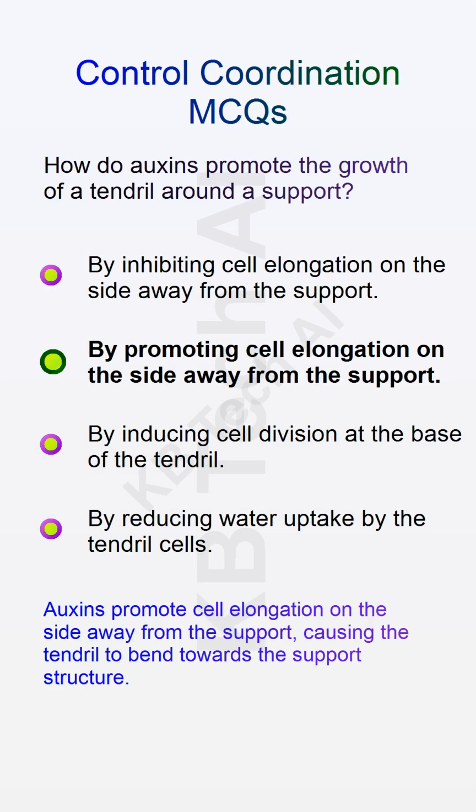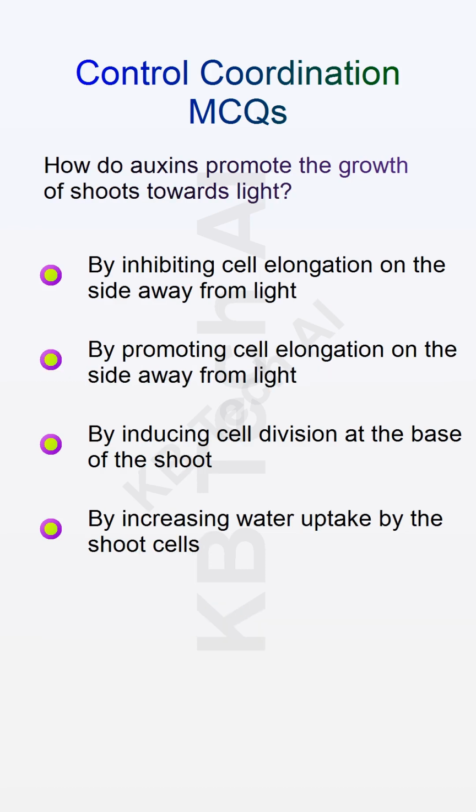The answer is Option 2. By promoting cell elongation on the side away from the support. How do auxins promote the growth of shoots towards light?